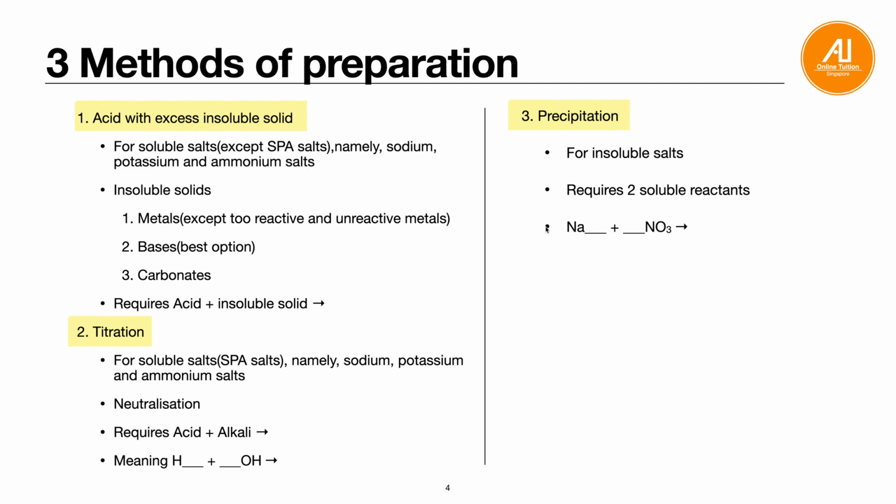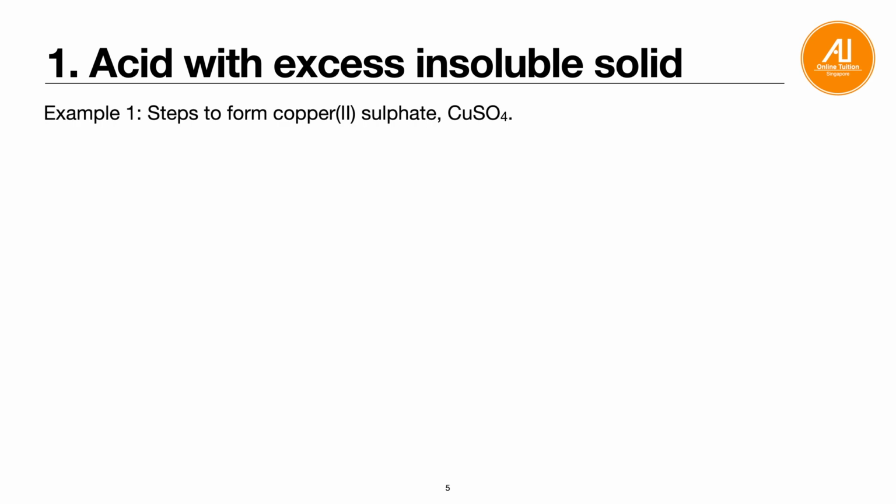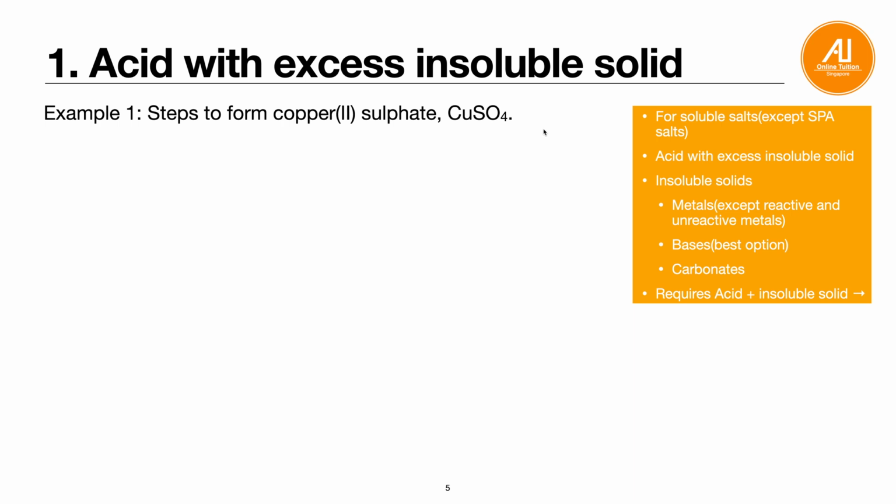Next we will look into the first method in detail: acid with excess insoluble solid. Let's look at Example 1, steps to form copper(II) sulfate. If you go back to your solubility table, all sulfates are soluble except for lead, barium, and calcium. So as far as copper sulfate is concerned, it's soluble.